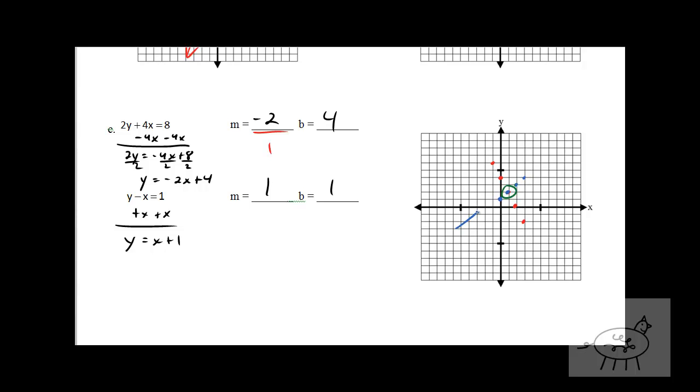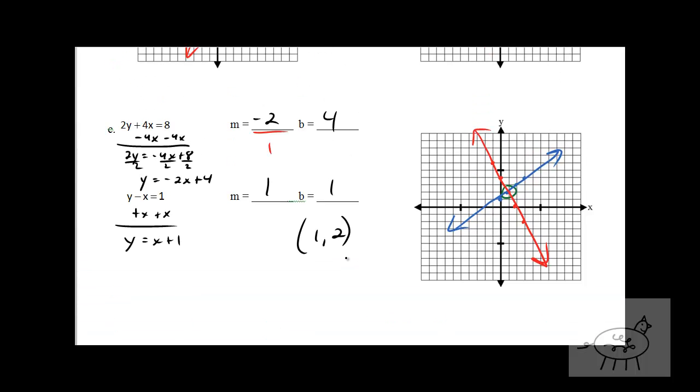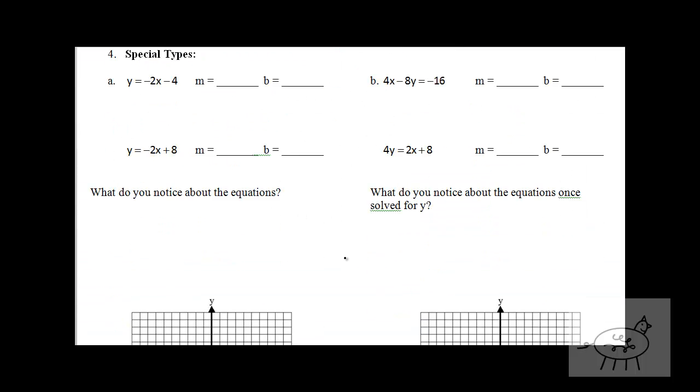So this is the solution for this, and this is the graph. The solution to this is (1, 2). Okay, again, you can plug it back in, but that's it. All right, so that's pretty easy. Again, you just have to be good at graphing. Hopefully you guys are good at graphing.